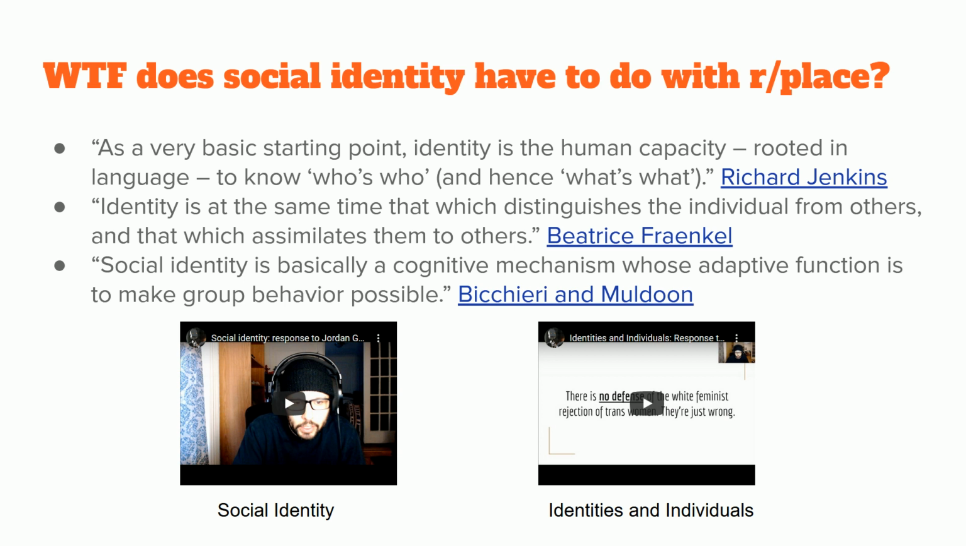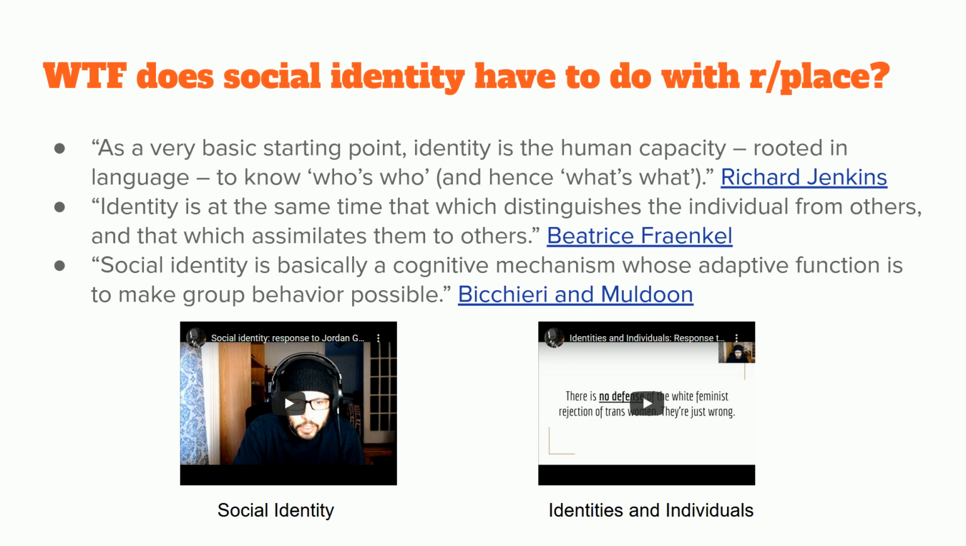So Richard Jenkins, in his intro book to social identity theory, gives a very basic introduction to what social identity is. At a basic starting point, identity is the human capacity rooted in language to know who's who and hence what's what. So when we are building our models of who are the other agents in our environment, we use certain forms of identification, identifying who's who and hence what's what. Identity allows me to figure out what you're doing, what your role is, whether I should listen to what you say or whether I should be afraid of you.